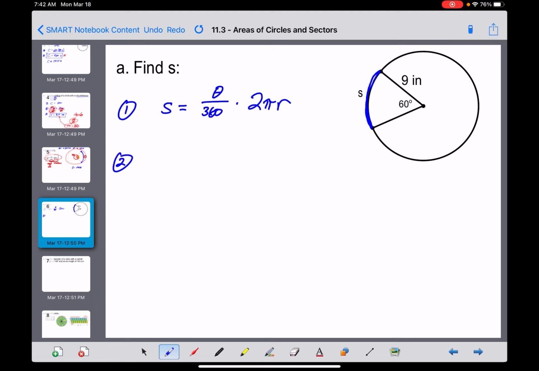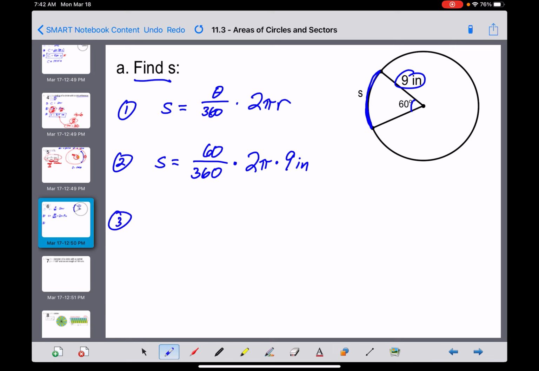Step 2, fill in what you know. We're trying to find S, so I'm not supposed to know that now. And that equals theta over 360. Theta is the measure of your central angle here, which in this case is 60 degrees, out of a total of 360. And we multiply that by 2 times pi times the radius of this circle, which is given to us right there, which is 9 inches.